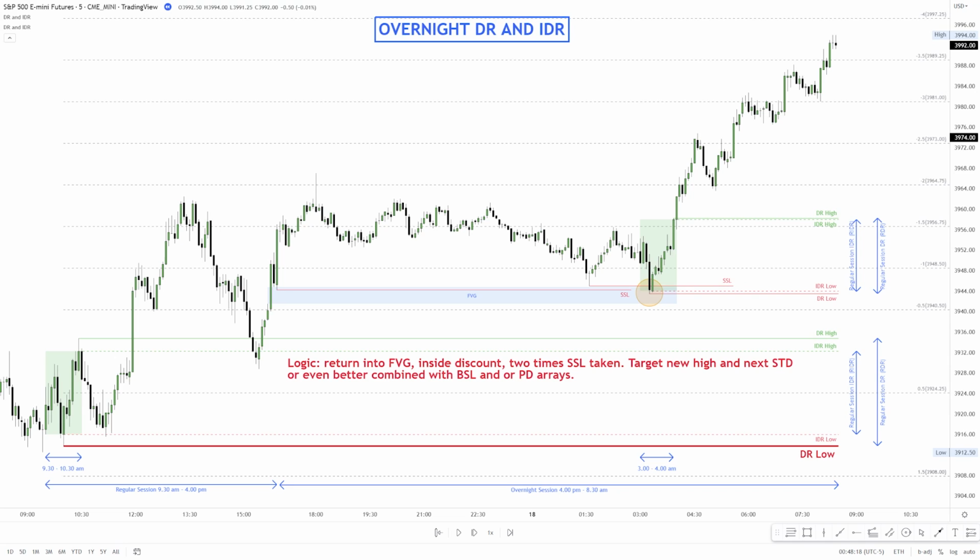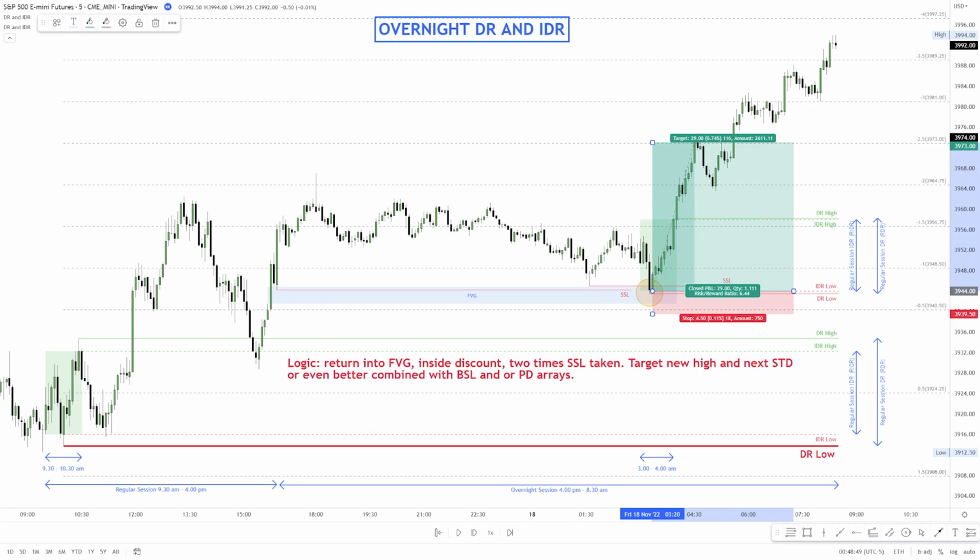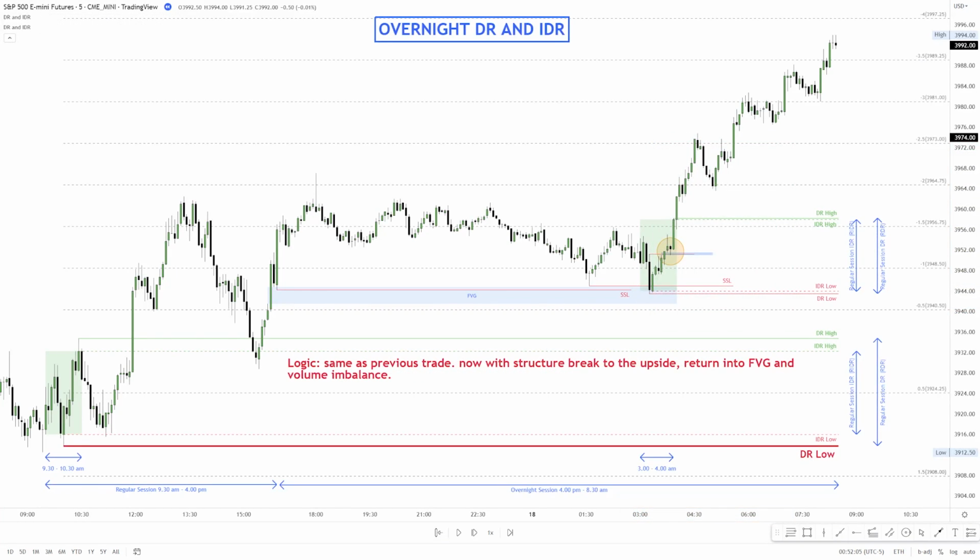So we enter directly with stop below the 0.5 standard deviation level. The target will be a new high and next standard deviation at 2.5. Even better would be to combine it with PD arrays. Another high probability entry with risk-reward ratio of 6.44 without using PD arrays.